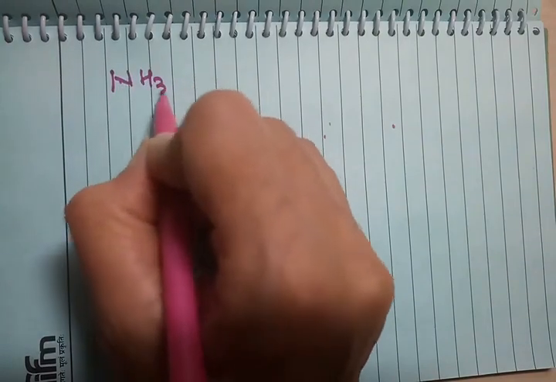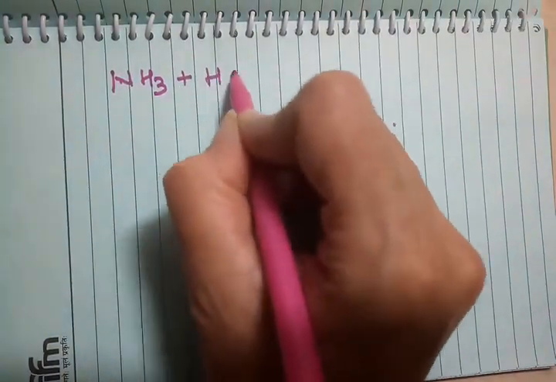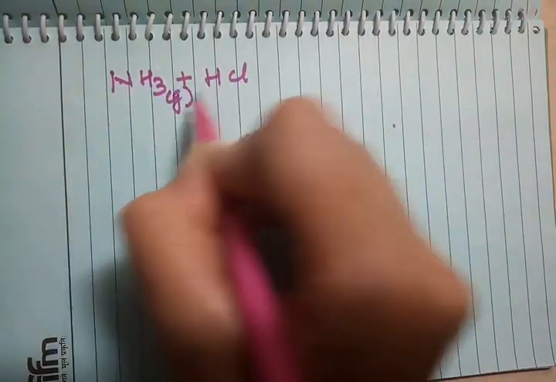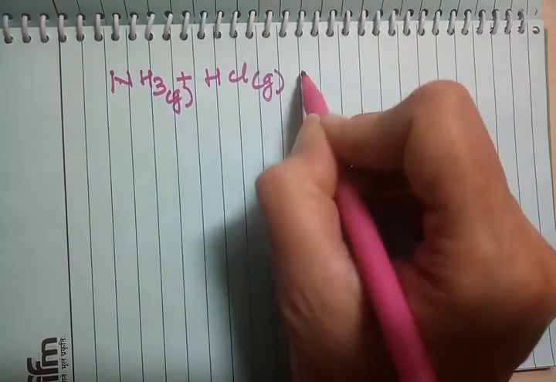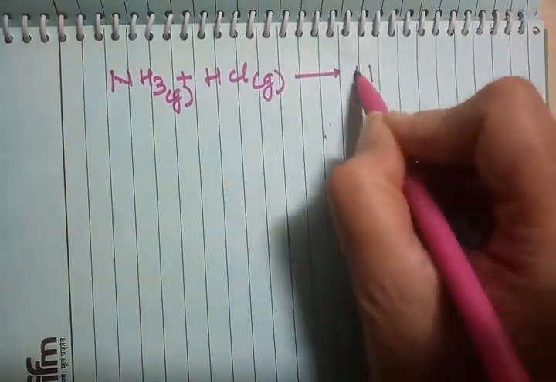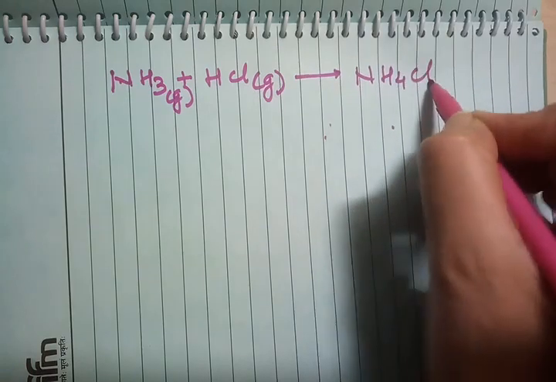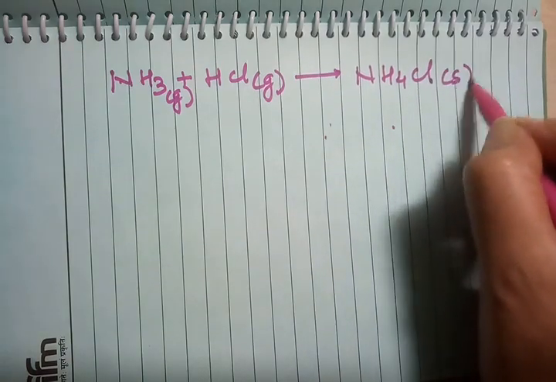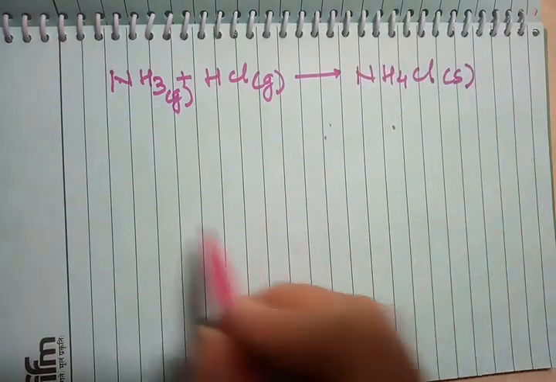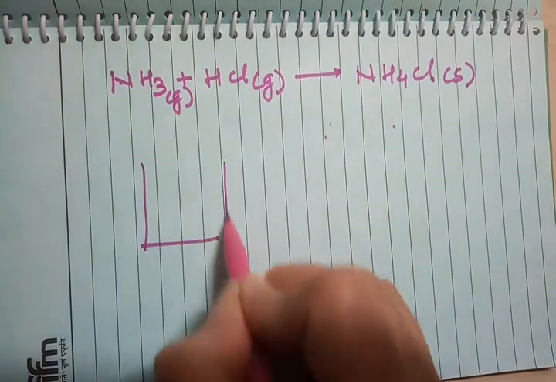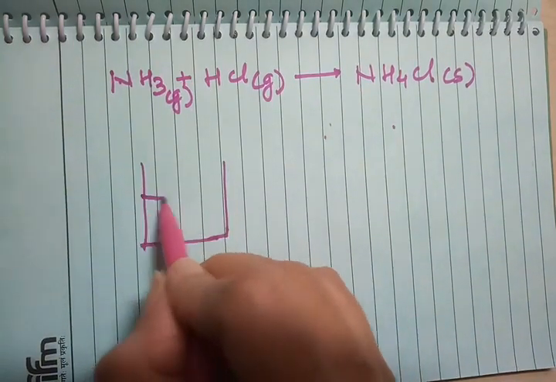For example, the reaction between ammonia and HCl. Ammonia is in gaseous form. Hydrochloric acid, again, you can take in gaseous form. Here there is a formation of ammonium chloride, which is in solid state. So this is the situation before the reaction.